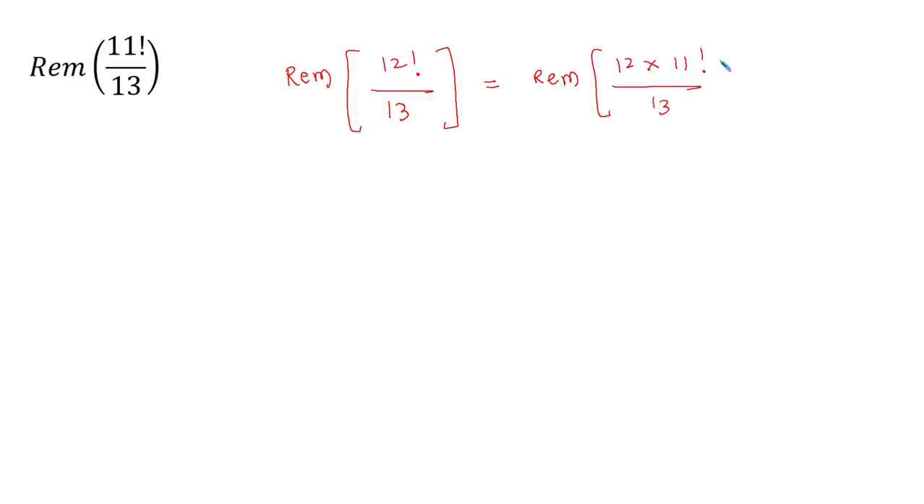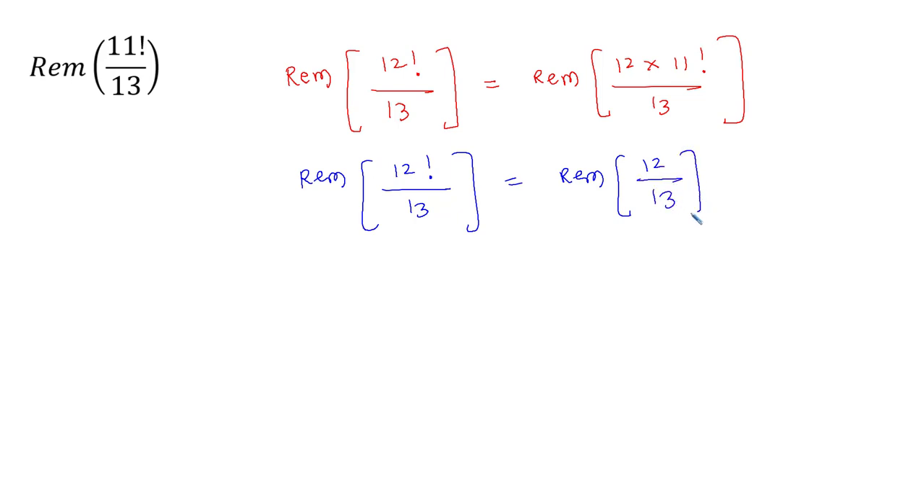Okay everyone, now look here. Over here the remainder of 12 factorial divided by 13, we can write it as remainder of 12 divided by 13 into remainder of 11 factorial divided by 13.